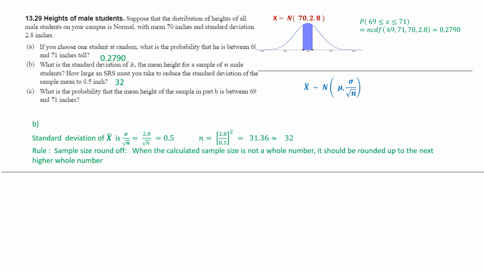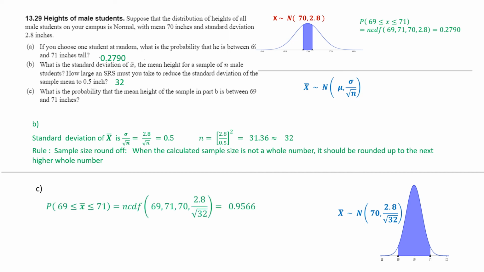Next question C. What is the probability that the mean height of a sample is between 69 and 71? The mean height is your x bar, so it is for the peak curve. For the peak curve, you need normal CDF from 69 to 71 with the mean and the standard deviation. You can enter that in your calculator and your answer will be 0.9566.